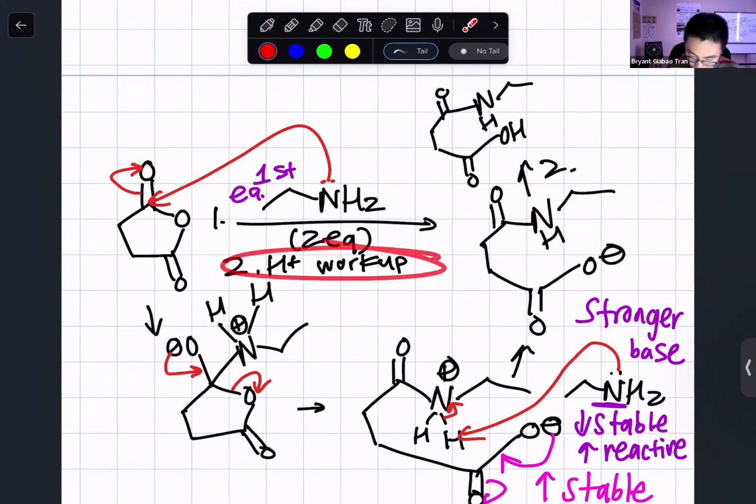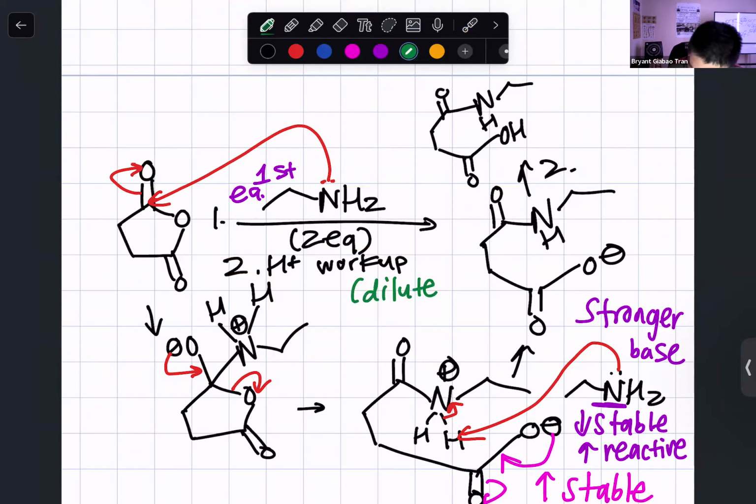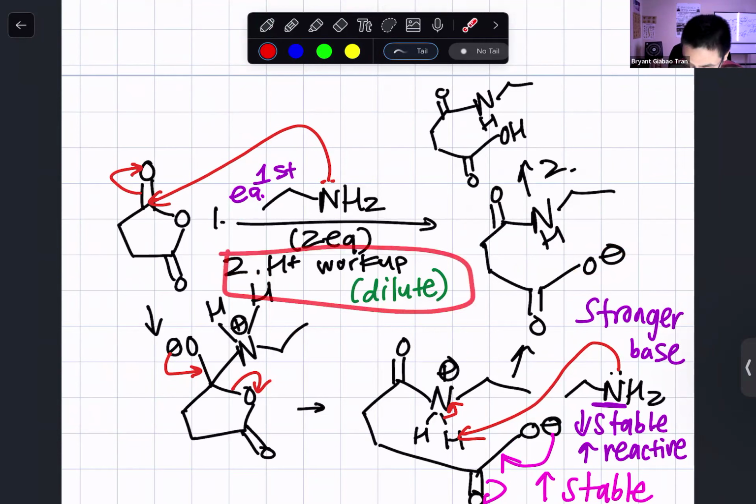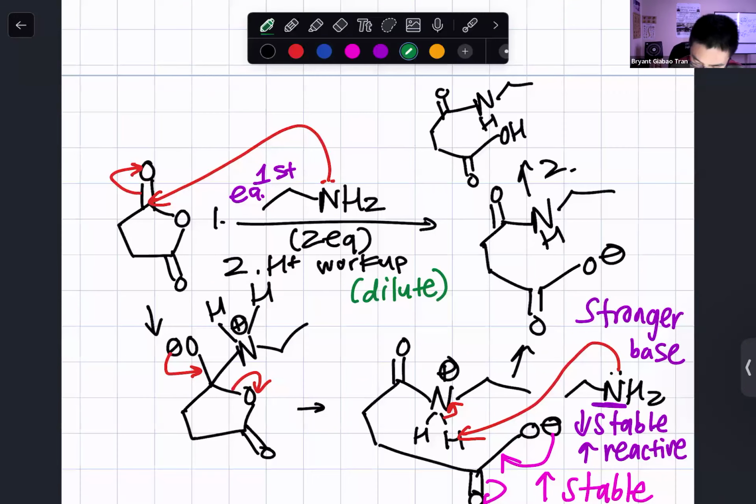And this H plus workup right here has to be dilute, like in low concentration, to just protonate the O minus. If we have a highly concentrated acid right here, we're also going to protonate the nitrogen to make it positively charged like that. So that's why we call it H plus workup. Workup meaning that it's dilute enough just to neutralize the minus charge, just to clean up the solution and neutralize it.